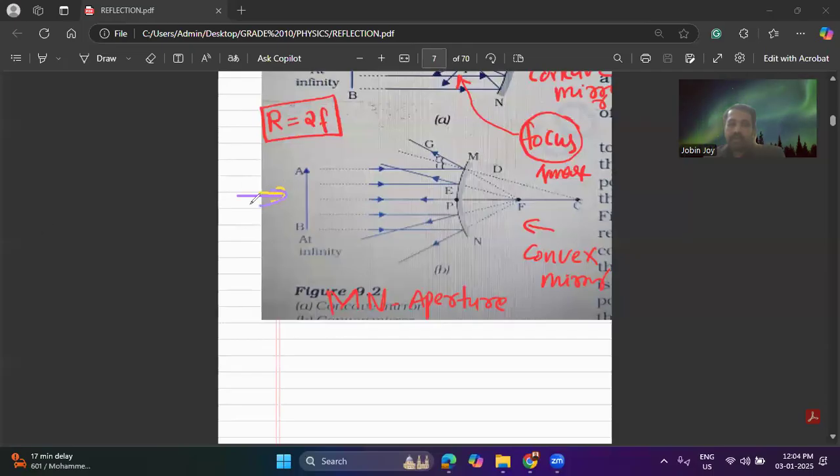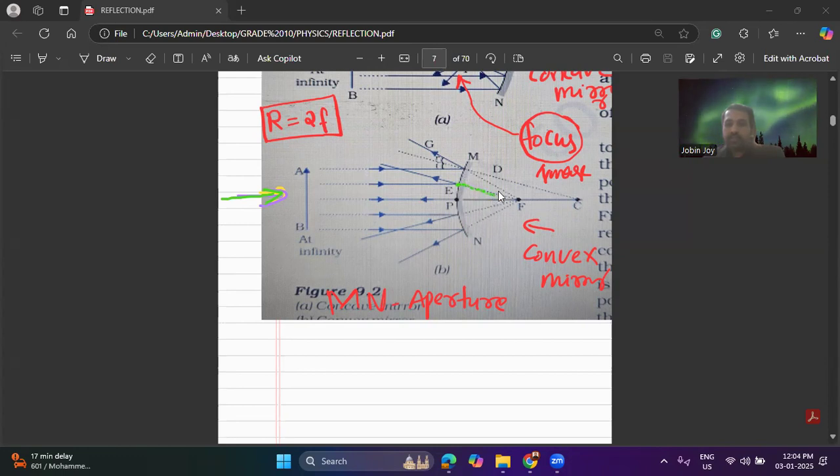Okay, again, I will take another color. Again the object is at infinity. AB is the object, the object is at infinity, and the rays are coming like this. The rays are parallel to the principal axis. It will come and touch here. Then I told you if the rays are parallel, it will move to the focus.